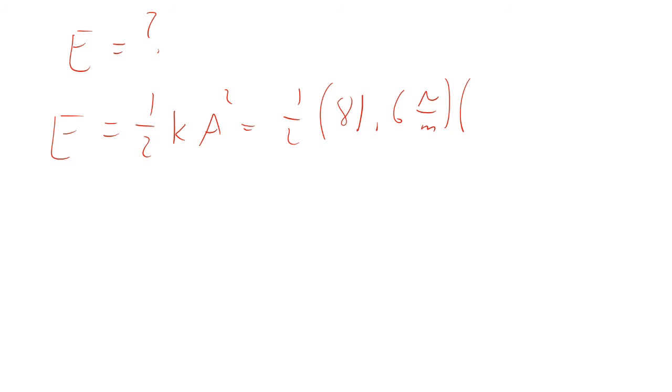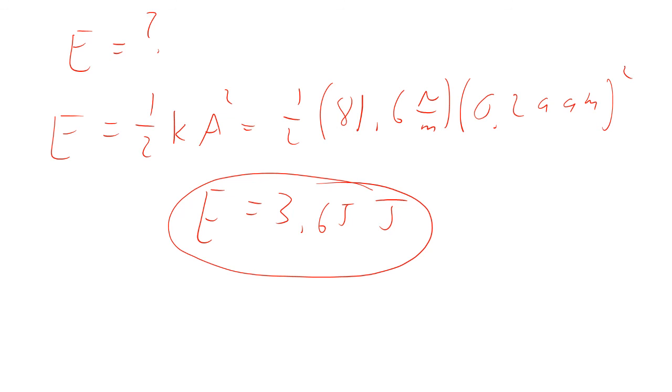Okay, final question. What's the energy of the oscillation? Well, the energy of the oscillation is going to be 1/2 k A squared. So that'll be 1/2 times 81.6 newtons per meter times the 0.299 meters squared. And so that comes out to be 3.65 joules. Okay, and so there is an example of a collision involving a mass on a spring.